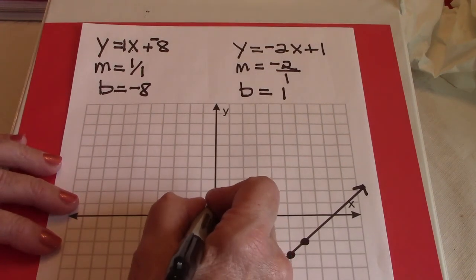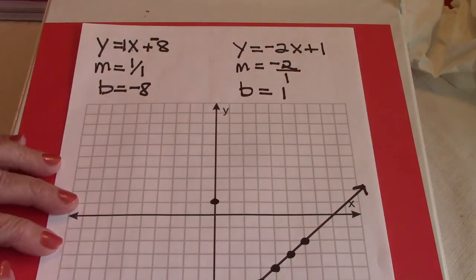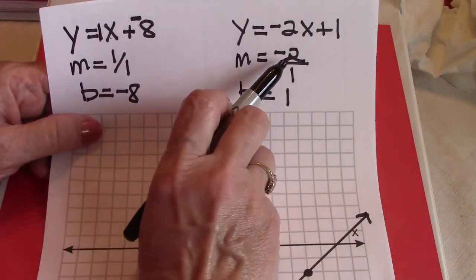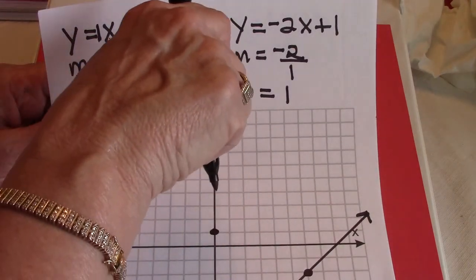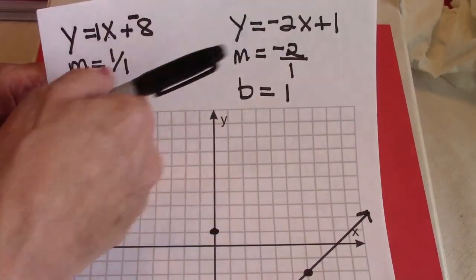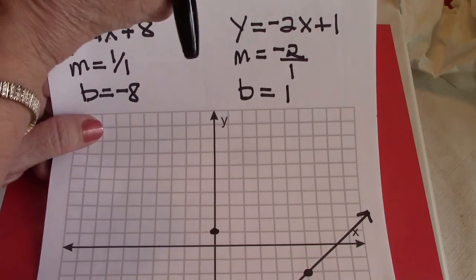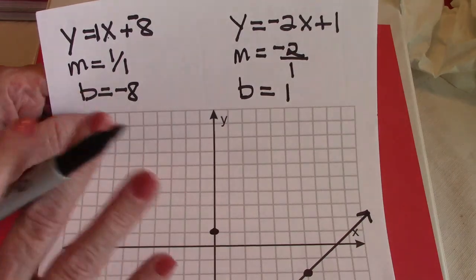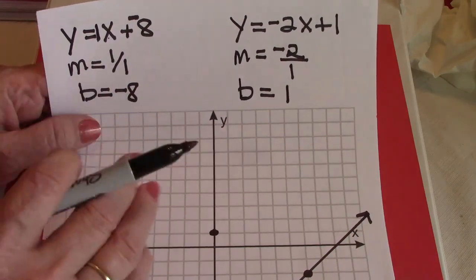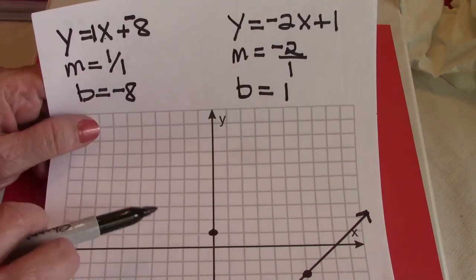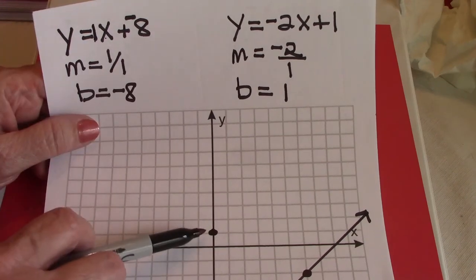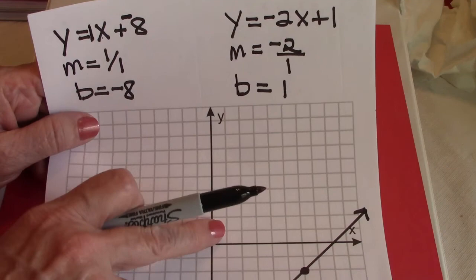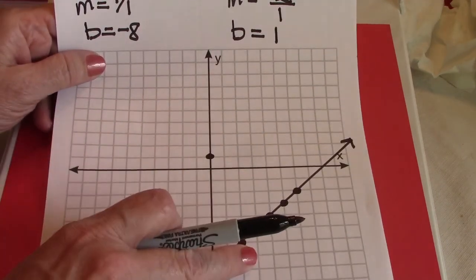So I go up 1 because it is a positive 1. Now, my slope is a negative 2, which means I go either to the left and up, or to the right and down. I need to at some point incorporate a negative. It can either be in the numerator or the denominator. Well, I'm going to want to put it in the denominator, okay? Because I want to be able to go down. You can see I need to go down to reach my line.